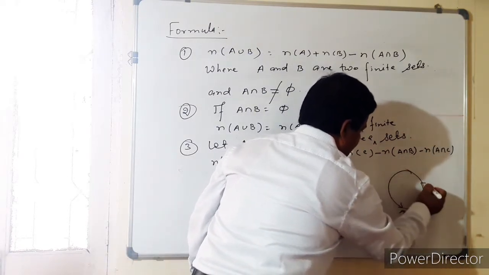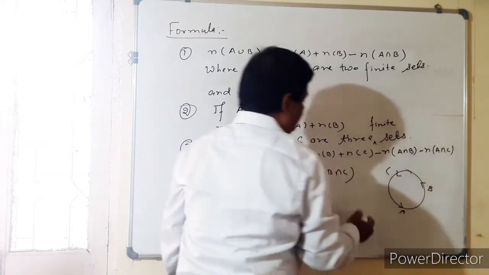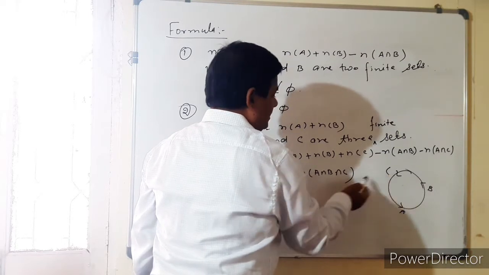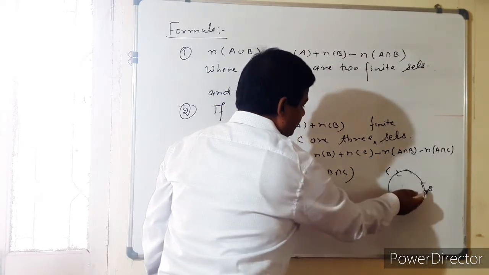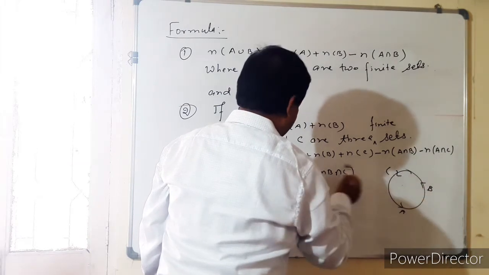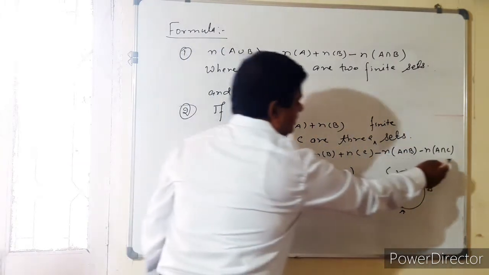You write it in cyclic order: A, B and C. See here n(A), n(B) and n(C). Then after A intersection B, you can take B intersection C and then C intersection A. This one.